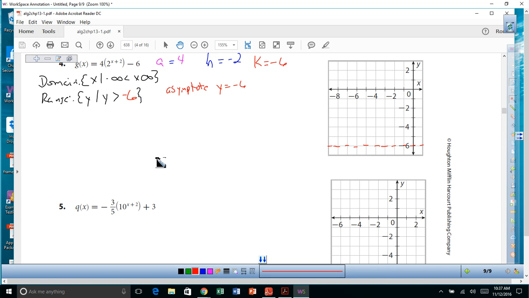All right, there's our asymptote. A is positive, right? Okay, so we have that point 0, 1. And remember, we said that is always h, a plus k. So what is h? H is negative 2. So this will be negative 2. And then a is 4 plus -6, that's going to give you -2.